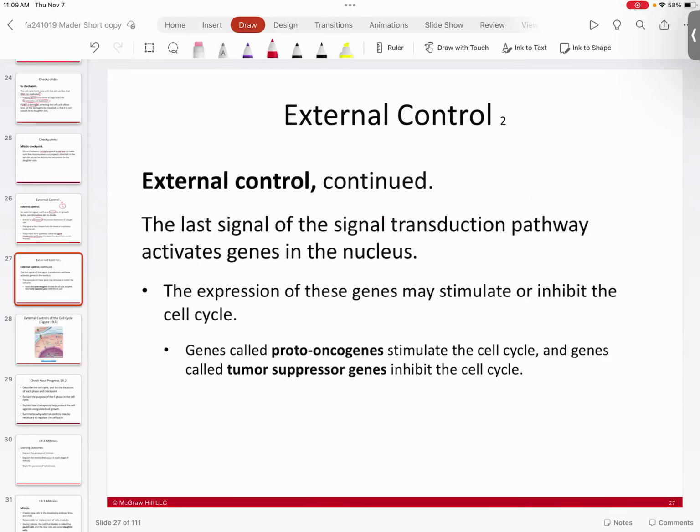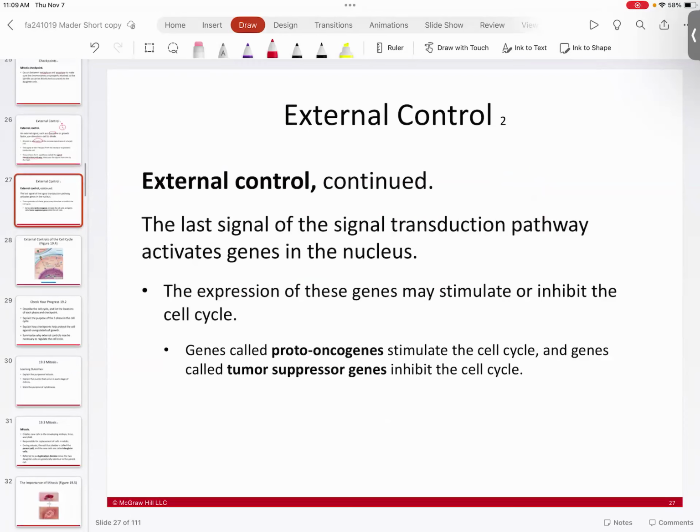Now, the important thing to know is that for every dividing cell population in your body, they are under the control of a growth factor. So these external signals are the ones controlling when and how much to divide.